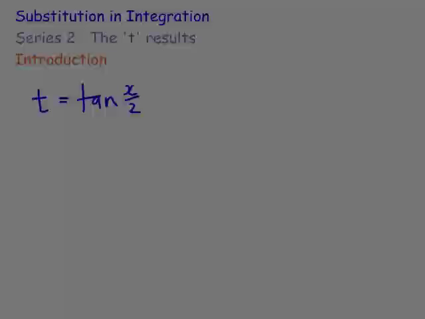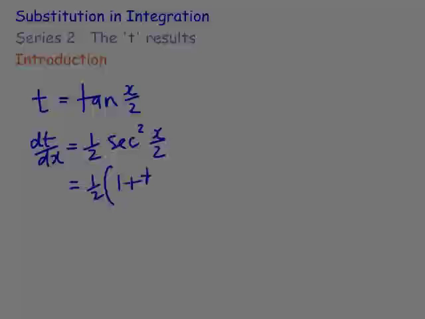But the first thing we need to do is differentiate it. dt dx, you can see here, is equal to what? A half sec squared x on 2. We need to rewrite sec squared as 1 plus tan squared, 1 plus tan squared x on 2, and rearrange this expression. Basically, try and find an expression for dx in terms of dt. So we multiply by 2.